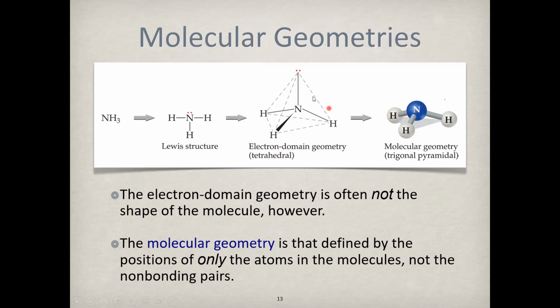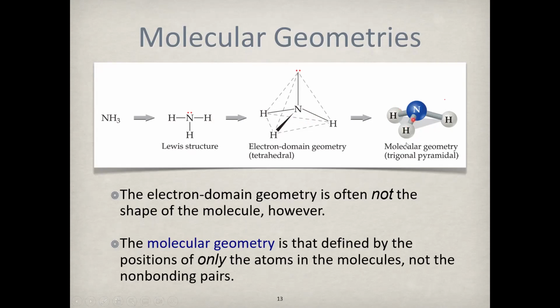So in the case of ammonia, we're not going to wind up with a trigonal planar shape, because this 4th electron domain, the lone pair, is still going to affect the bonds here. The electrons in the lone pair are still going to push those bonds down.